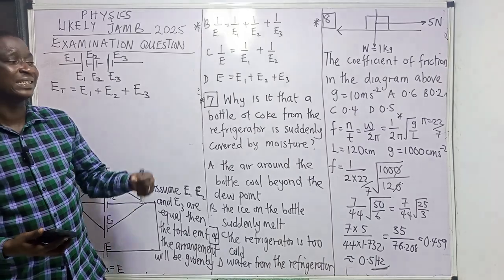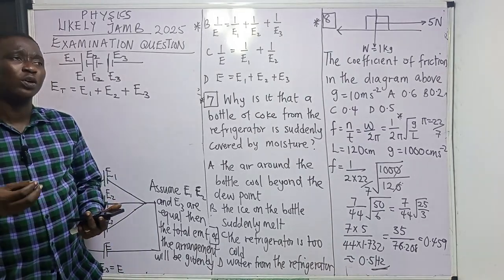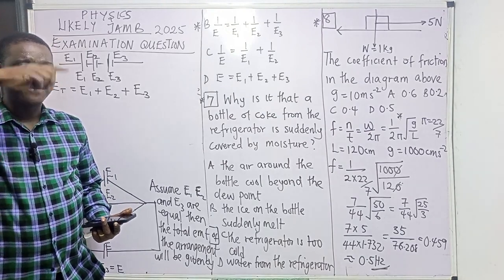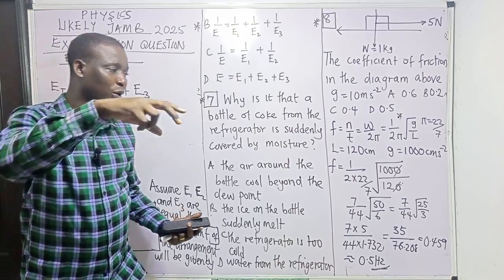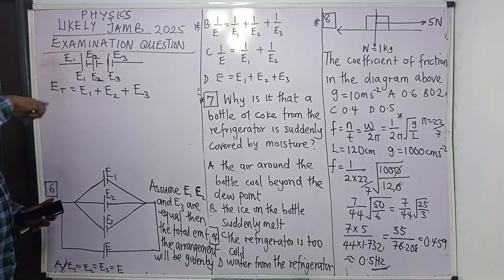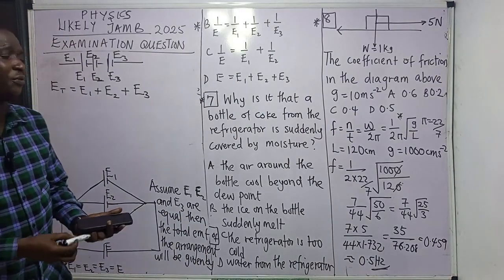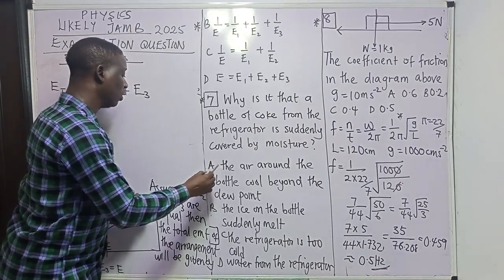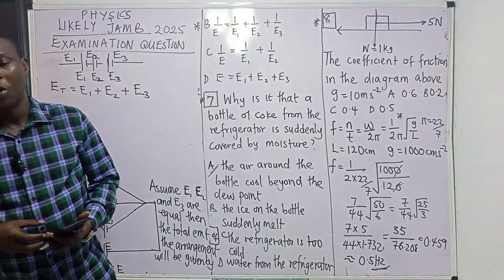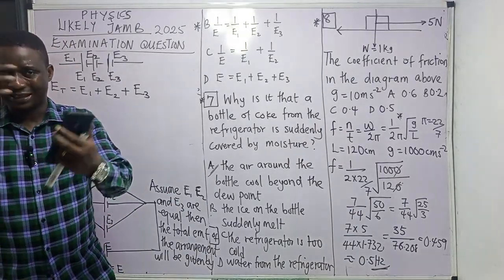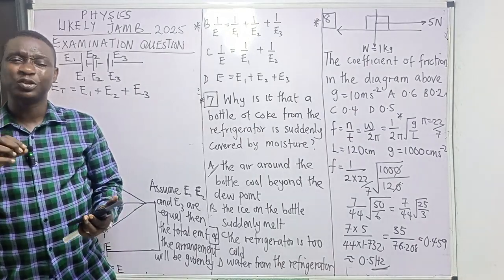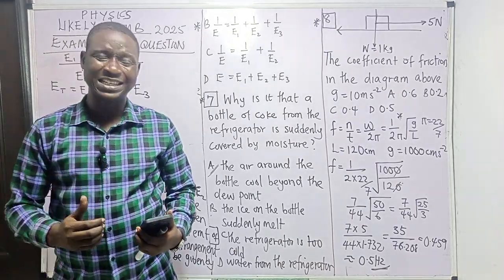So as a result of condensation, the temperature of the air surrounding the environment of the bottle is cold beyond the dew point. So if I want to choose my answer, I will go with beyond dew point. Don't forget that the moisture on the surface of the bottle is as a result of condensation.